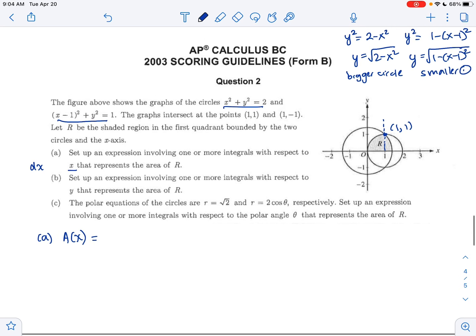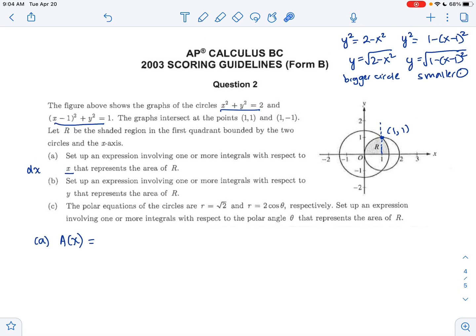Okay, so now looking at the region, we'll start with the left region, which is the smaller circle minus 0. So the integral is going to go from 0 to 1, x value 0 to 1. The smaller circle is the square root of 1 minus (x minus 1) squared. That's the y value, technically minus 0.